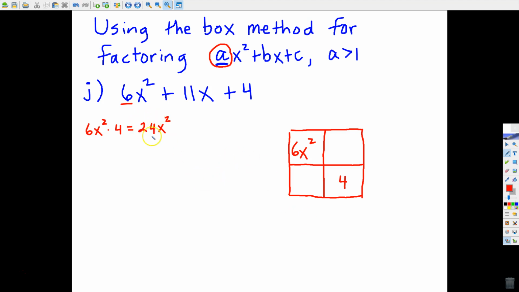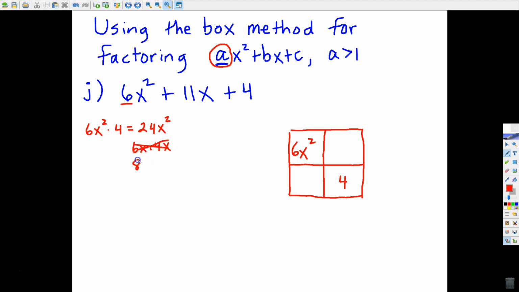We just need to come up with the factors of 24x squared, two terms that multiply together to give me this, and those same two terms would add to give me this middle term, 11x. For example, I could use 6x and 4x as factors. Those multiply to give me 24x squared, but they add to 10x. I need 11x, so those aren't going to work.